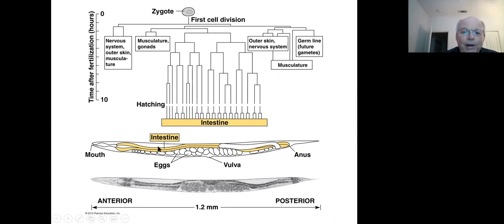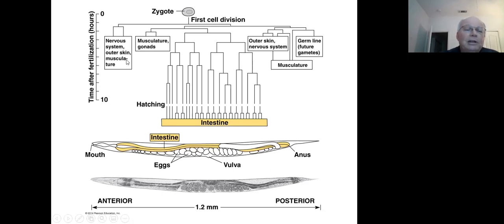Here are all the body organ systems that we can identify. And here is the origin of all of those individual cells that are produced. And here's the other reason why C. elegans is a really popular model organism, because you get this completed worm in 10 hours post-fertilization. So you don't have to wait very long to see everything.